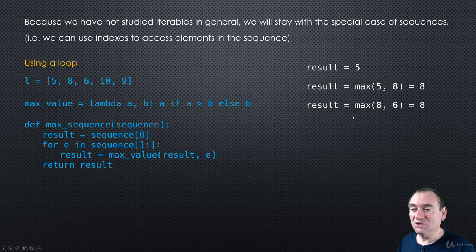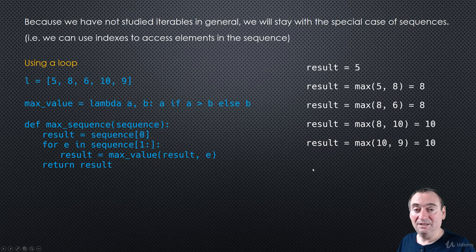We do that again. So now we say result is the max of 8 and 6, which is the next value in our sequence. So the result is still 8. We do that again, and we take max of 8 with the next value in the sequence, which is 10. So now we get a value of 10 for our maximum, for our result.